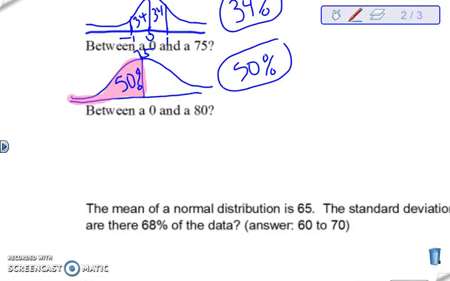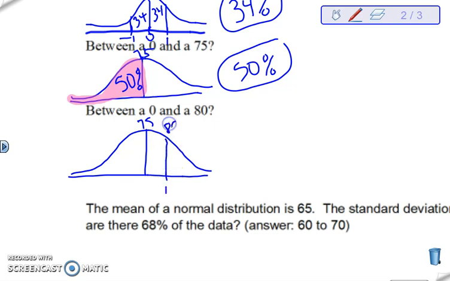And finally, to go from 0 to 80, we said 75 was in the middle. Our standard deviation was 5, so 80 is exactly 1 standard deviation away. There's 50% over here. There's 34% over here, again, because we split the 68 in half. So that means there is a total of 84% of all test takers who scored between 0 and 80.